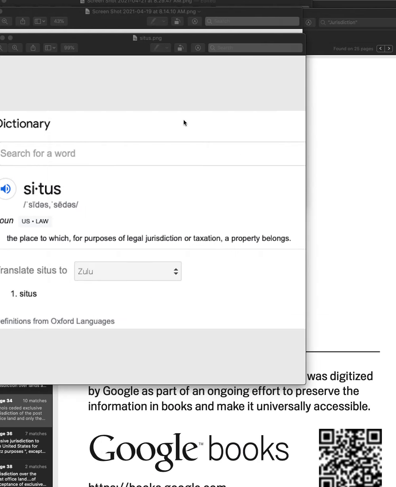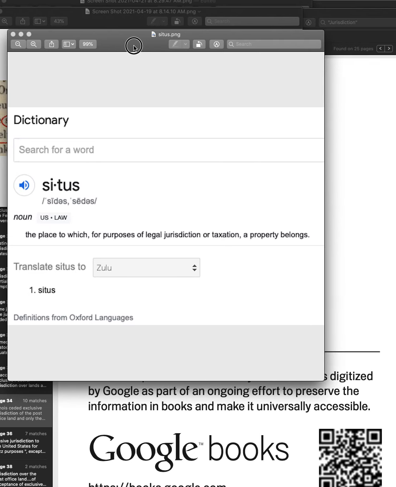Okay, so what is a CITIS? It is the place to which, for purposes of legal jurisdiction or taxation, a property belongs. So this is like what state a property is in, what state a federal building is in, for purposes of a legal jurisdiction. Now, I've gone over the word legal in one of my other videos where I explained to you that a legal thing is a fiction. Fictional things are man-made things, not lawful things made directly by the laws of nature.